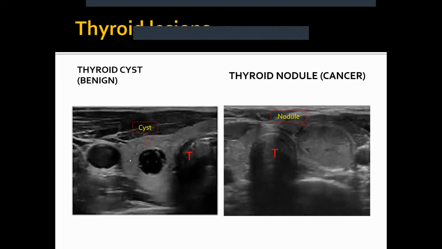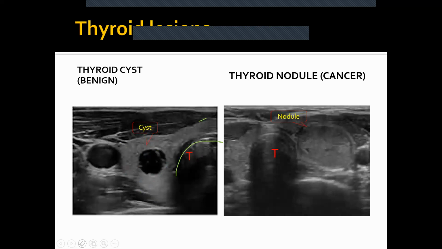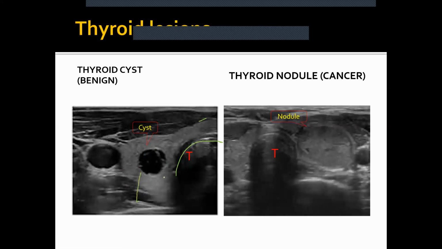Now, this is what a thyroid cyst looks like. Right, so you have your trachea over here, and so here you'd have your thyroid lobe, but you'll notice there's the darkness in the middle. And if I can erase, you're going to get your posterior enhancement.